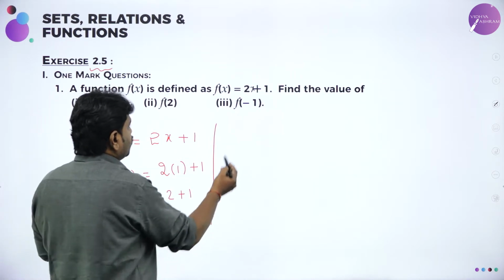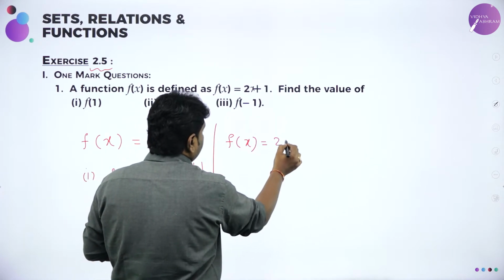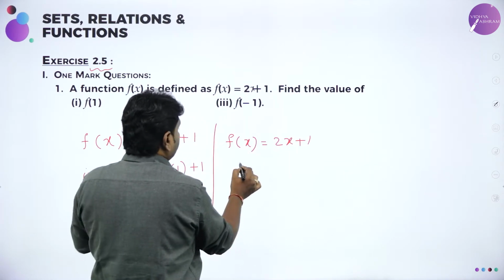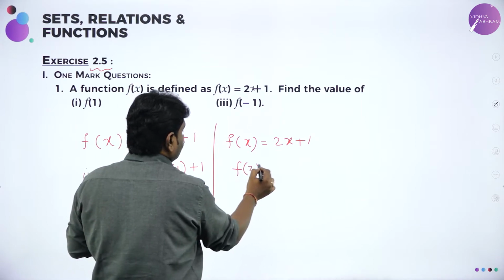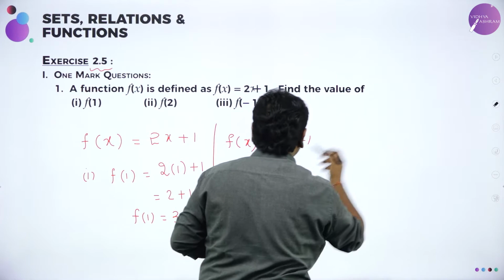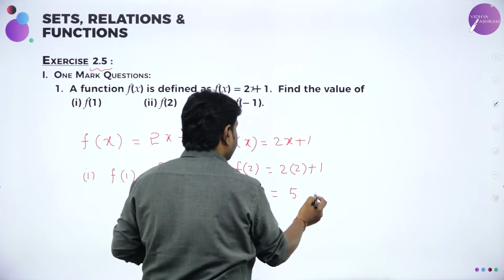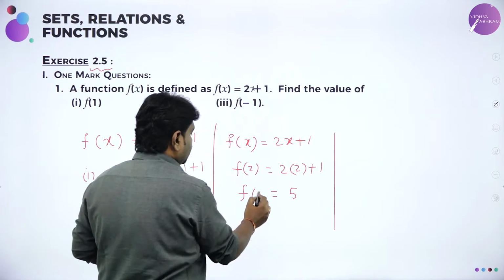Suppose f of x is 2x plus 1. Here, f of x is what is given in the problem, 2x plus 1. And they want you to find f of 2. F of 2 means in the place of x put 2. In the place of x if you put 2, it will become 2 into 2 plus 1, 2 2s are 4 plus 1, 5. F of 2 we got, that is 5.